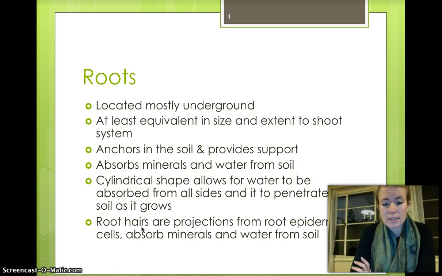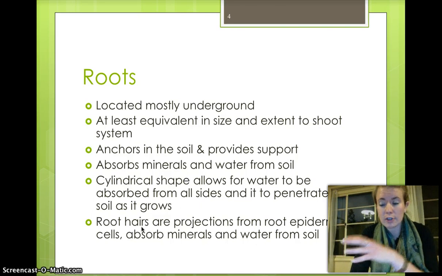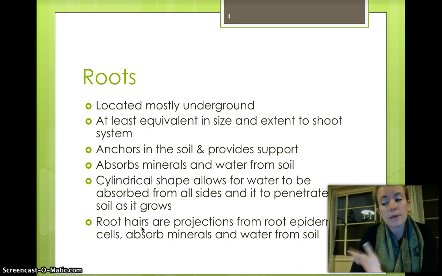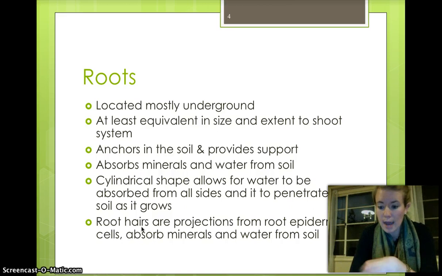And then there are also these things called root hairs, which are tiny little projections that grow off of the root epidermal cells. So they're actually part of the cells that are on the outside of the roots. And these are what actually absorb the minerals and the water from the soil. And these root hairs increase the surface area of the roots exponentially. So it allows for a ton more absorption to happen.